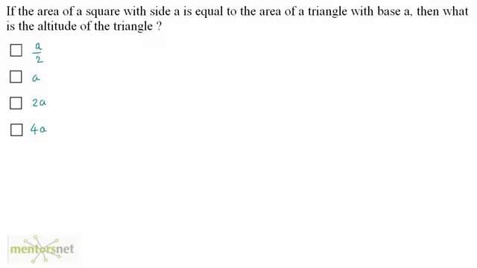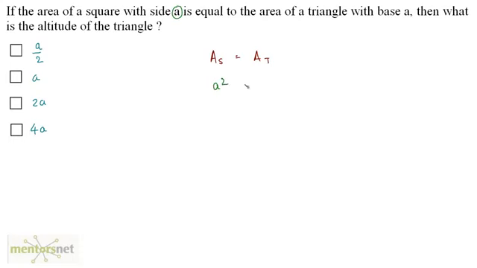If the area of a square with side A is equal to the area of a triangle with base A, then what is the altitude of the triangle? So the area of the square is equal to the area of the triangle. So I can write AS equals AT. What is the area of a square? It is side square, and we have been given the side as A.